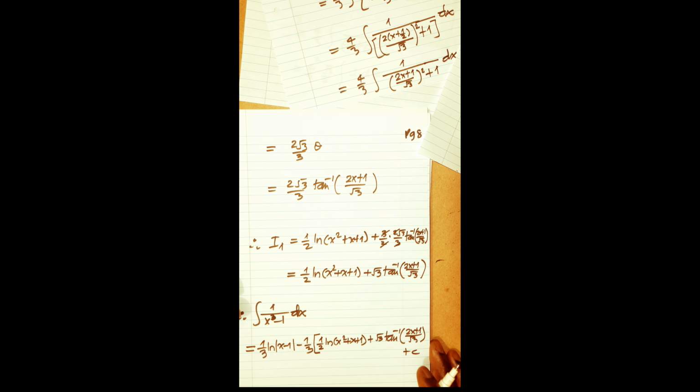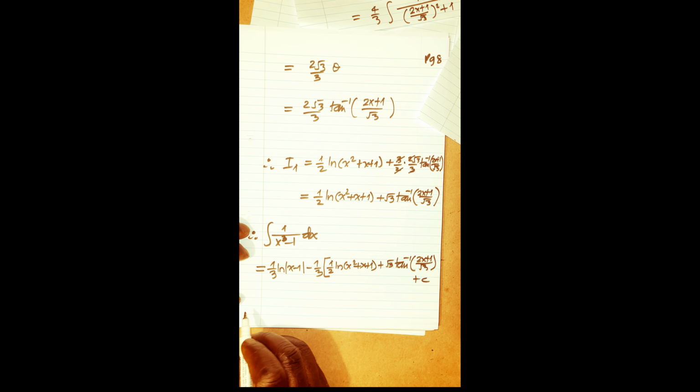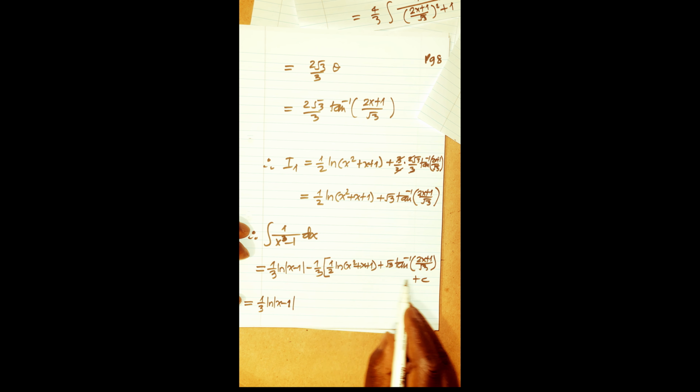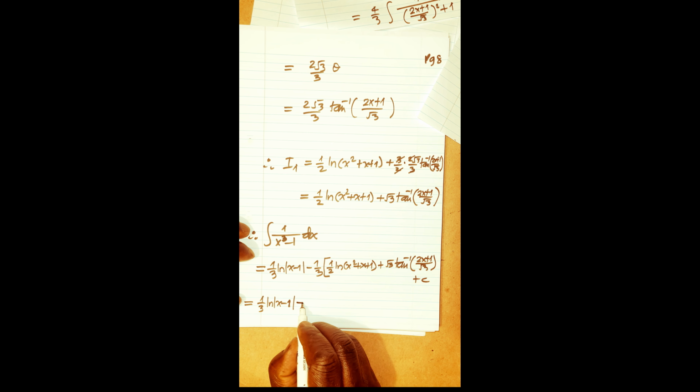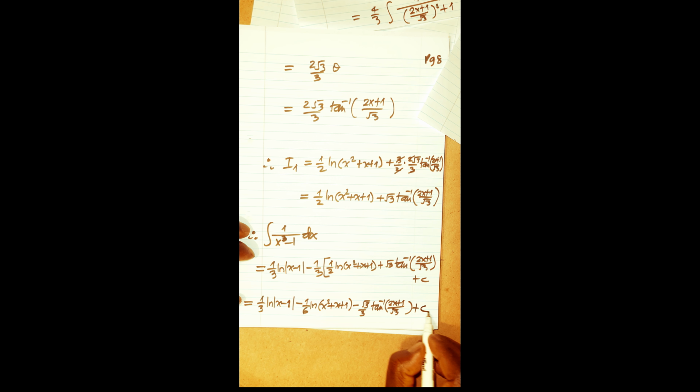But let's just write it formally now as a conclusion. So we're saying this is the same as 1/3 natural log of x minus 1, like that, and then expand this out, distribute the minus 1/3. So you will agree with me that we have minus 1 over 6 natural log of x squared plus x plus 1, and then multiply this out by that, it will be minus root 3 over 3 tan inverse of 2x plus 1 over root 3, and then we have to say plus c.